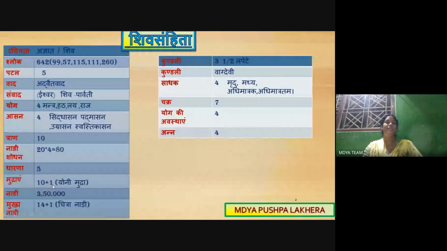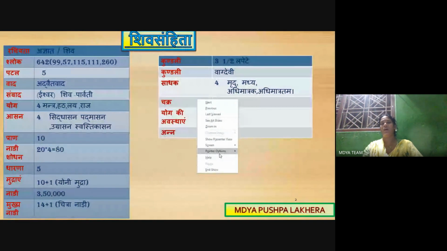Why is it written plus 1? Because one is yoni mudra, which is different here, and as we have seen in the other texts, it is mostly 10 mudras and 10 asanas. So here 11 are there, and they are giving more importance to yoni mudra. Okay, then about nadi, you have to remember how many texts we have covered till now.